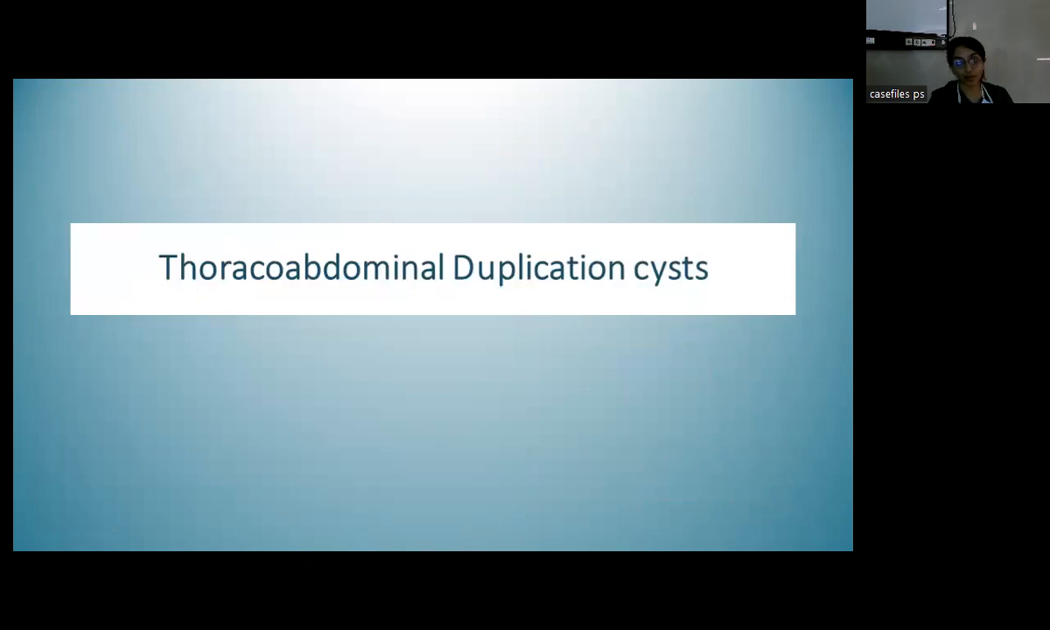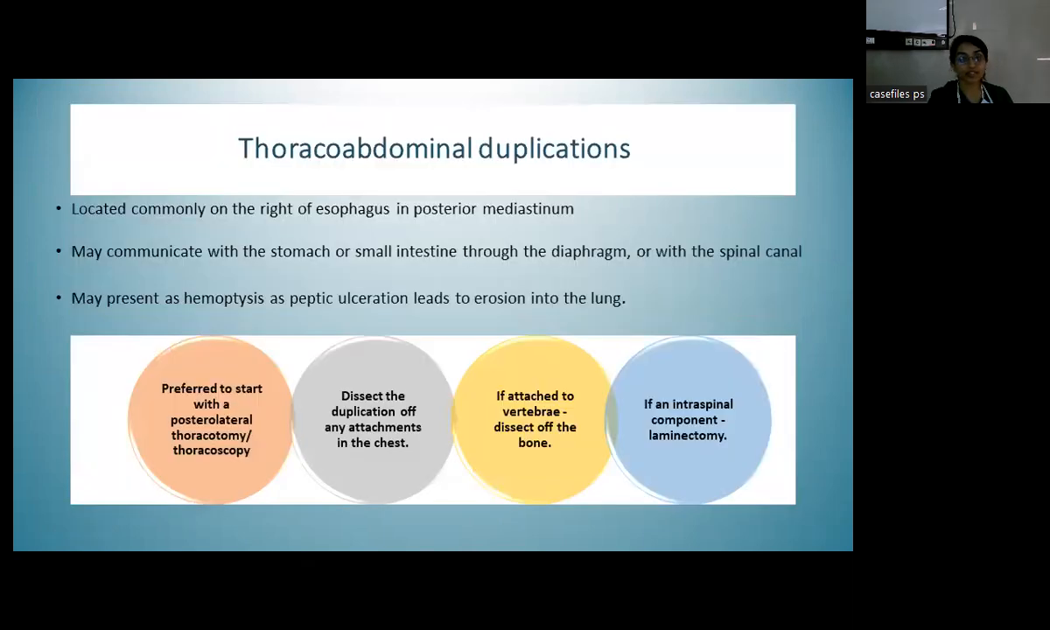Coming to the thoraco-abdominal duplication cysts, these are usually located on the right side of the esophagus in the posterior mediastinum. They may either communicate with the stomach or even the small intestine through the diaphragm, or they may also communicate with the spinal canal. They may rarely present with hemoptysis, as with peptic ulceration, the gastric mucosa which is present in it may lead to ulceration and even erosion into the lung.